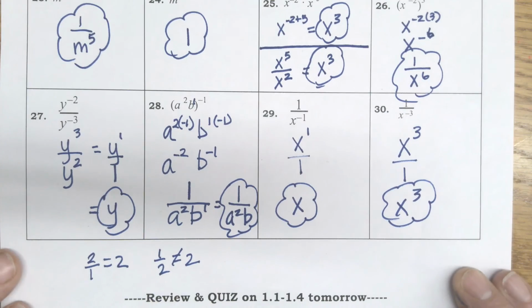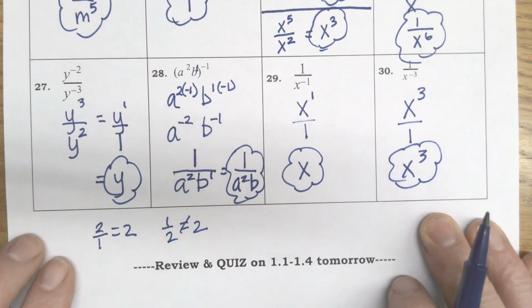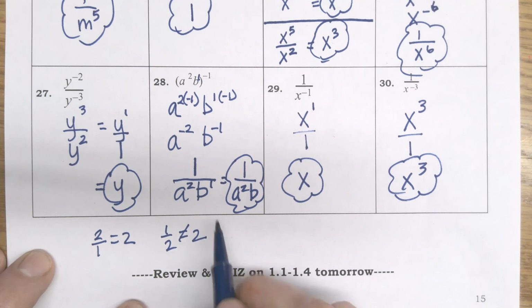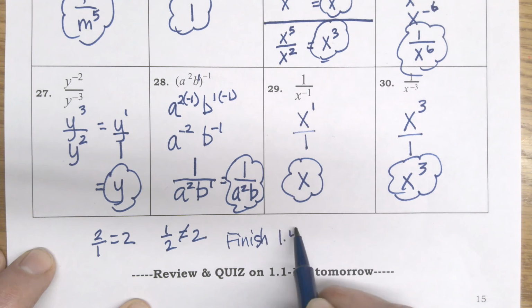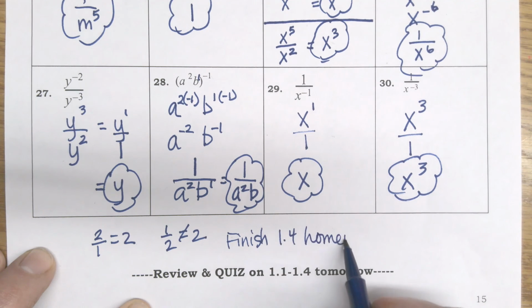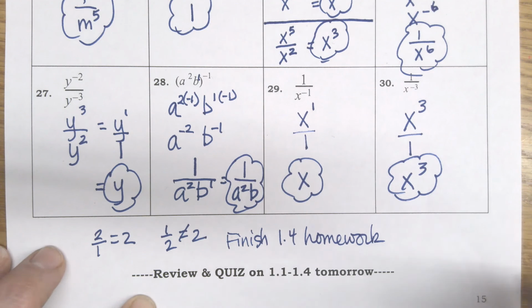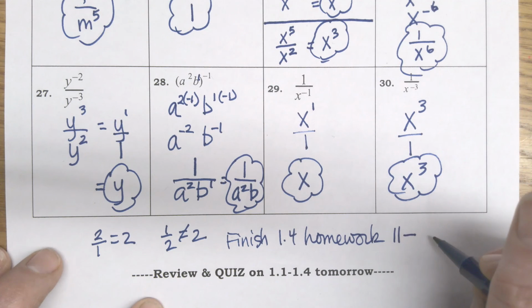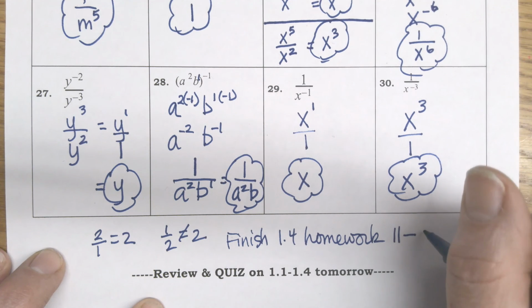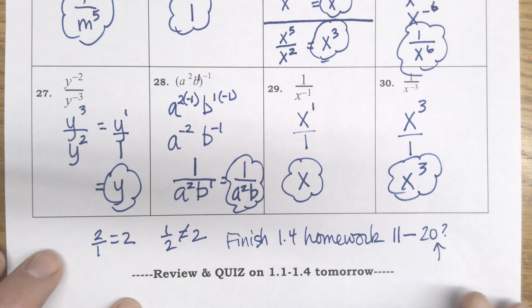All right, so I just went through those negative powers and 0 power. This is your job. You need to finish the 1.4 homework. You did through 10 for your assignment yesterday. You have to do 11 to the end, and I don't exactly remember how many there are on there. I think it might be 20, I'm not sure, but 11 to the end.